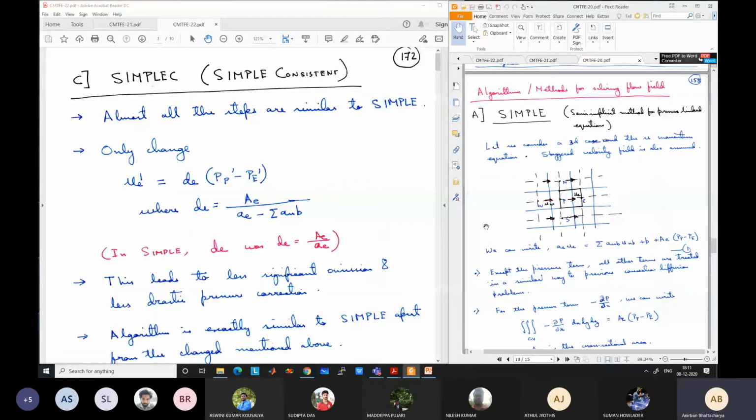So the option that is left to us is to devise some strategy so that the extra equation, which is the continuity equation, can be modified cleverly in terms of a pressure equation or pressure correction equation. Basically, you have to relate the pressure.